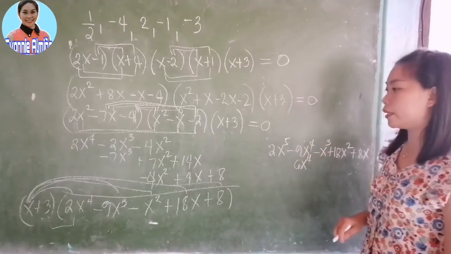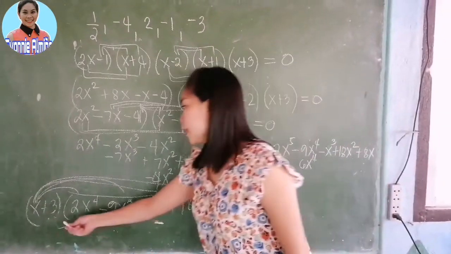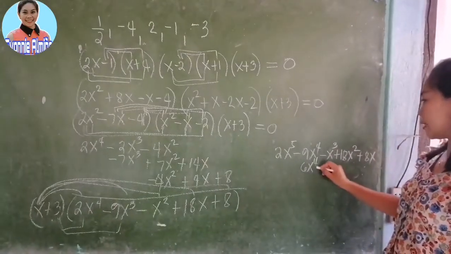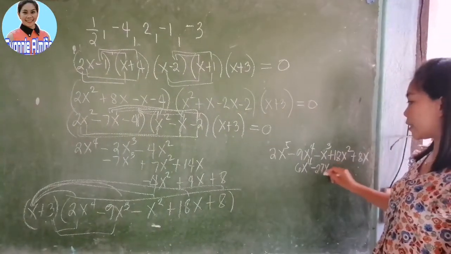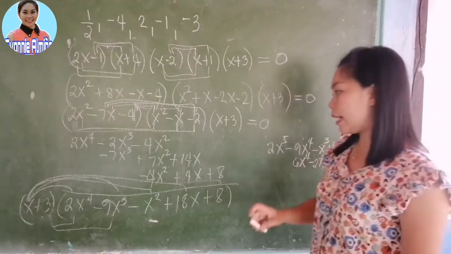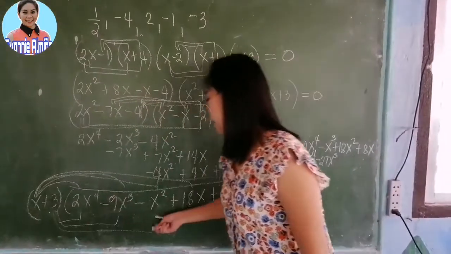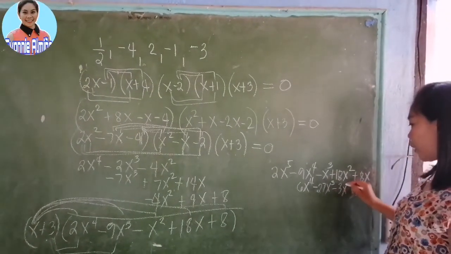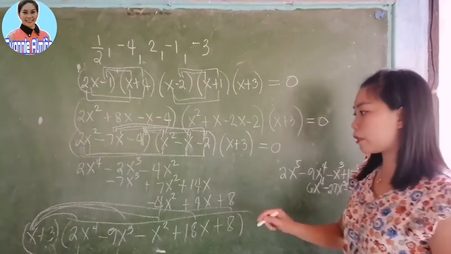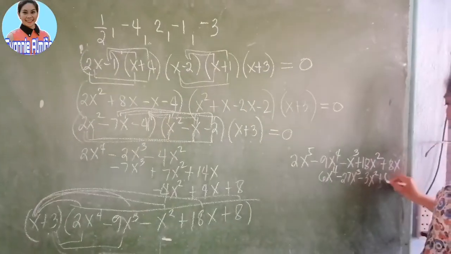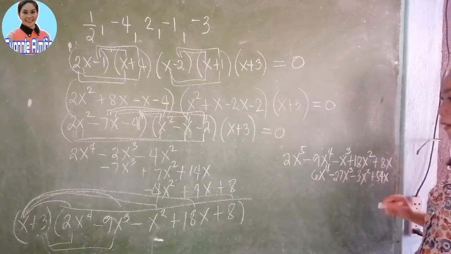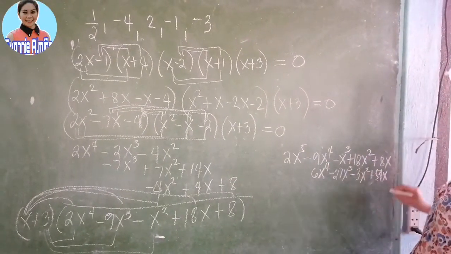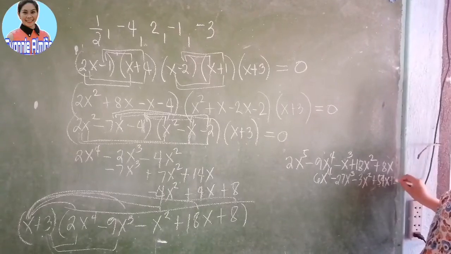6x raised to 4. Then, 3 multiplied by negative 9x cubed, you have negative 27x cubed. Then, next one, 3 multiplied by negative x squared, you have negative 3x squared. Then 3 multiplied by 18x, you have 54x. So plus, the remaining terms, you have 3 multiplied by 8 is 24.